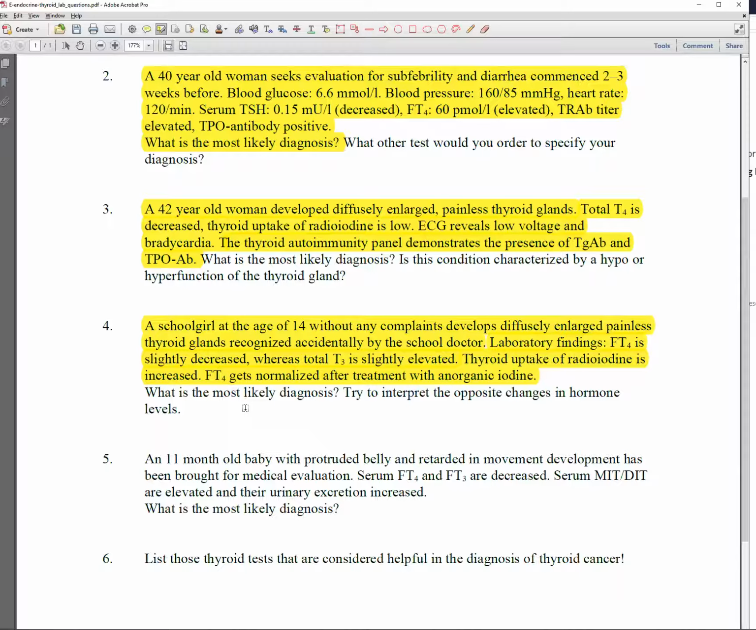Now, additionally, they're asking what is the opposite change of the hormones. So why did the T3 level increase and the T4 decrease? This is a regulatory mechanism in the gland. If you don't have enough iodine, the gland itself will release more T3, because T3 has less iodine than T4. So relatively, this is another thing showing that we don't have enough iodine.